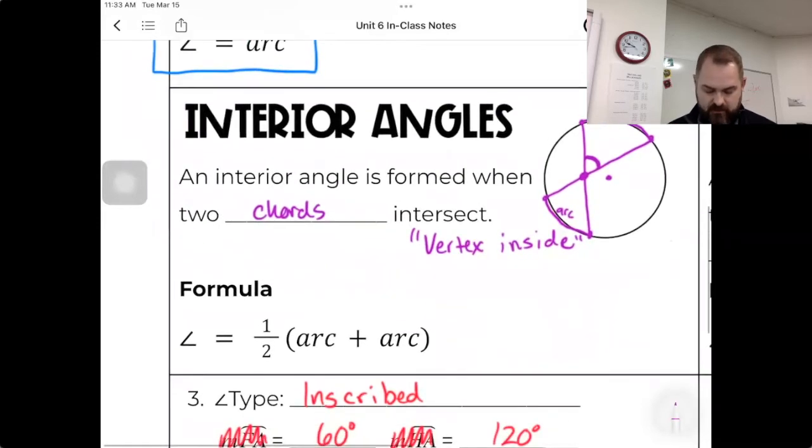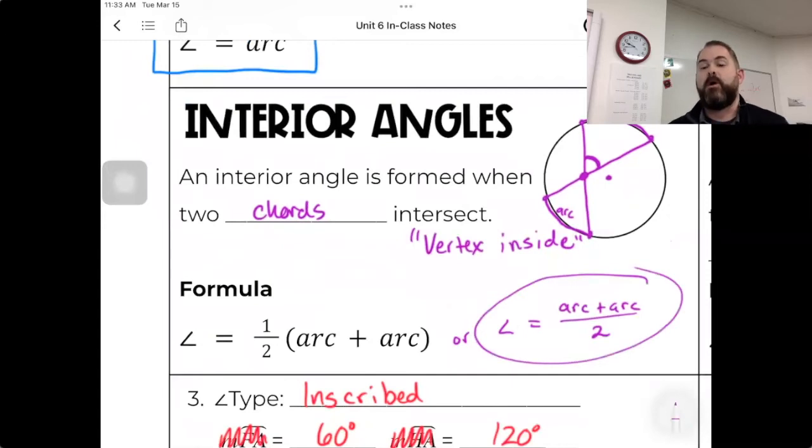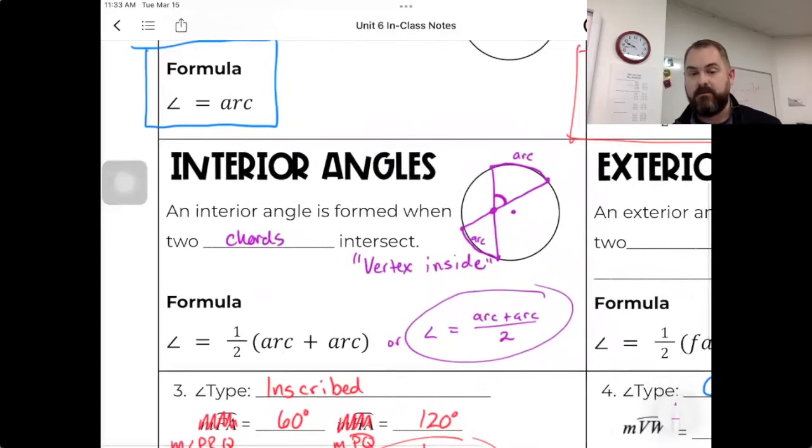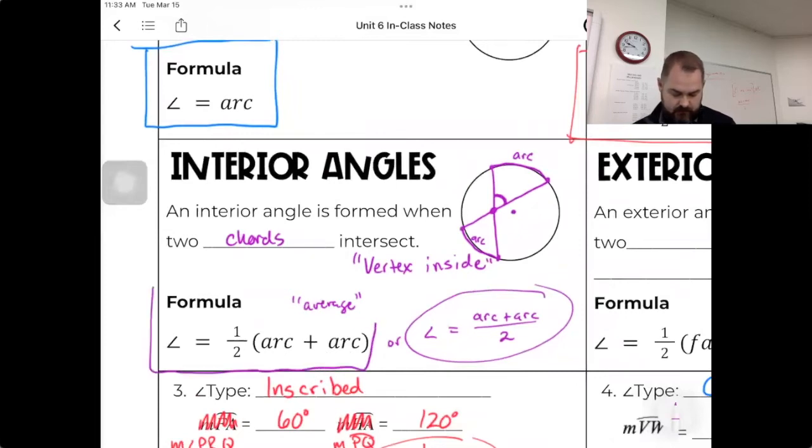And I need you to remember, there's another way of writing it. I could do arc plus arc all over 2. That's another way of thinking about the same formula. But what you're doing in this case, when I add two things together and I divide by 2, you're finding the average. Okay, you're finding the average of those two arcs. That's what that angle is. The angle is the average of the two arcs for interior angles. Okay, so there's your formula. We add the arcs, divide by 2.